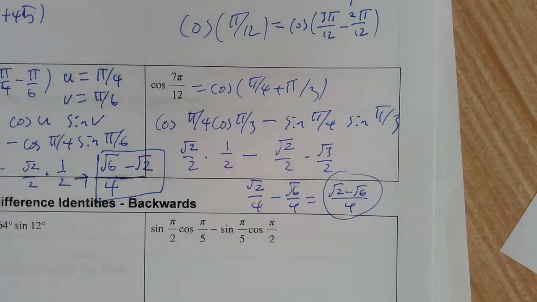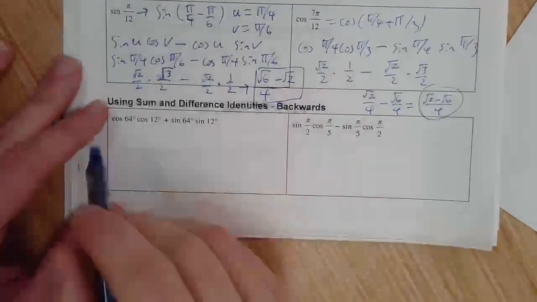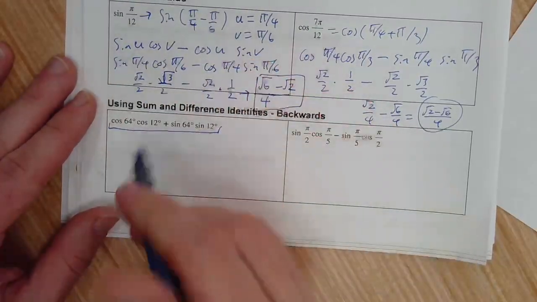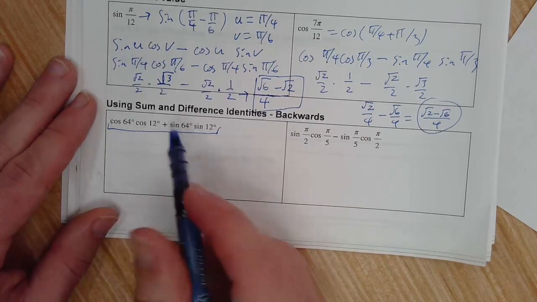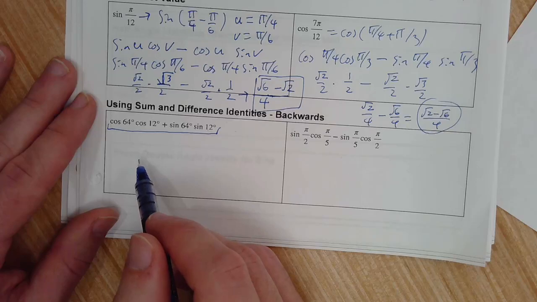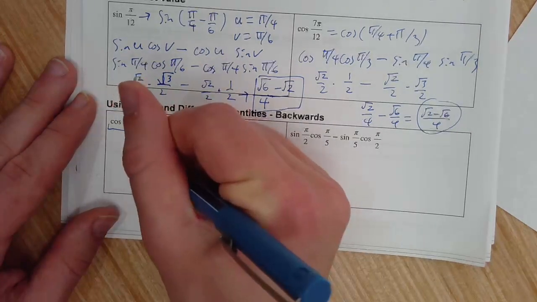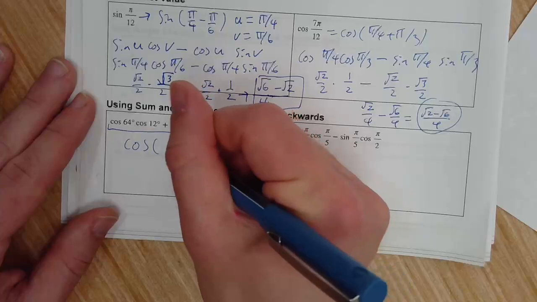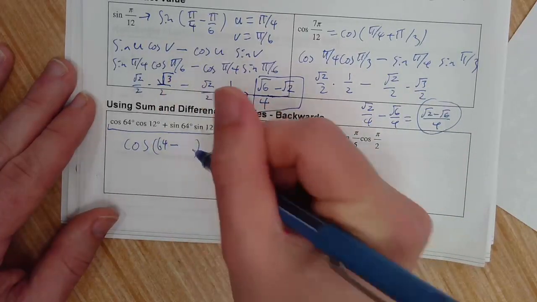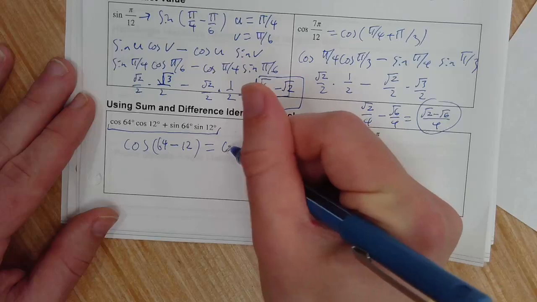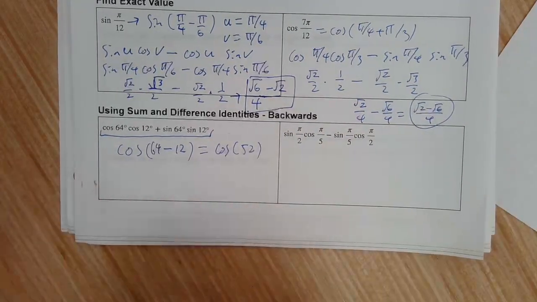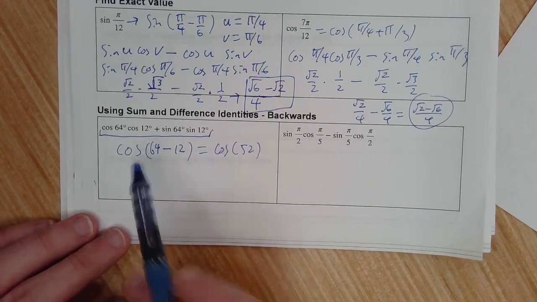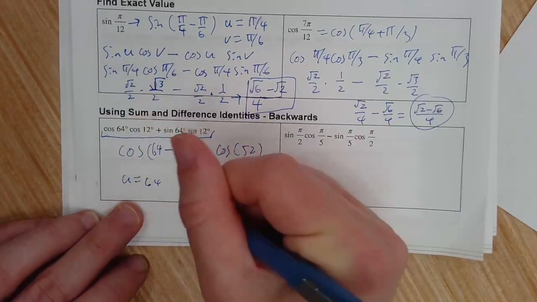Next up, these are kind of working in reverse. You look at the expression and you notice that it's cosine times cosine plus sine times sine. So this is which kind of identity? Is this a cosine or a sine identity? Cosine. And is it going to be addition or subtraction? It's going to be subtraction. So we're going to have 64 and we're going to have 12. So this is really cosine of 52. That's all you have to do for this one. You're just working backwards. You identify if it's cosine or sine, whether it's addition or subtraction, and then you plug in the u and v. U was 64 and v was 12.